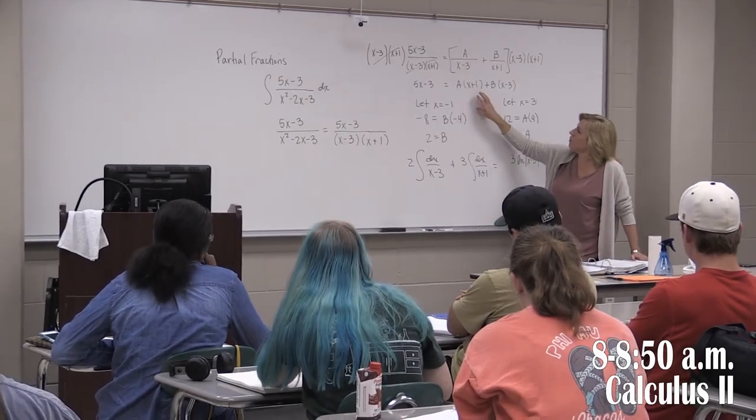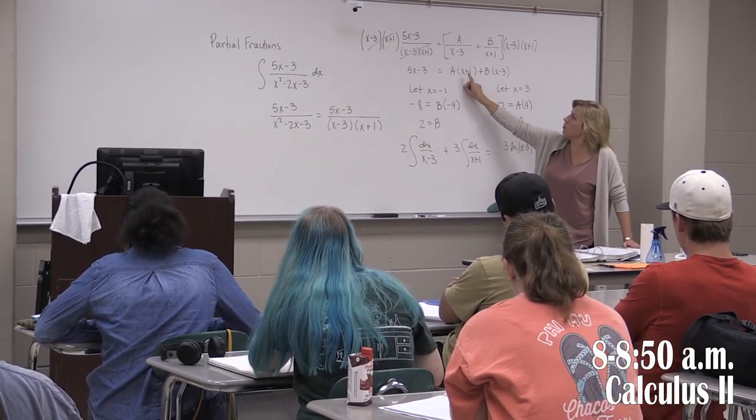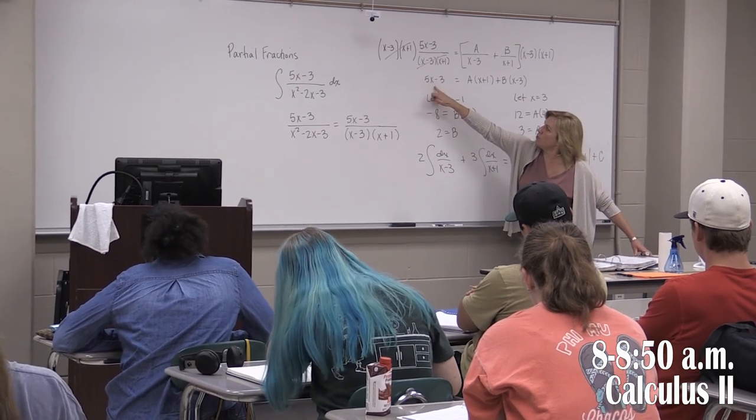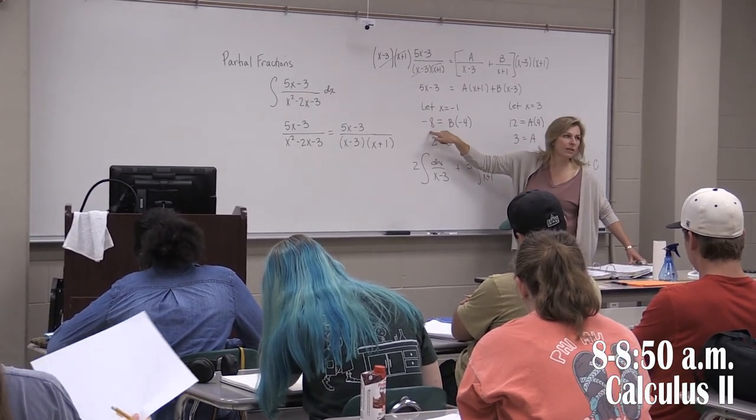So if I plug in for x equal to negative 1 for that 0 right there, then I have negative 5 times negative 1 is negative 5 minus 3.